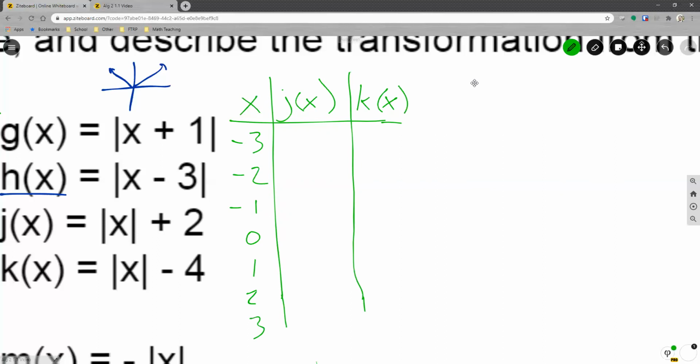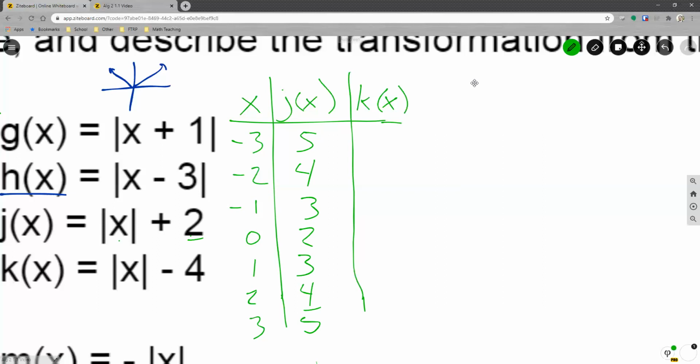So if I have a -3 in my absolute value for j of x, absolute value of -3 is going to be +3. I'm going to add 2 to that. That's going to end up giving me a 5. If I take 2, absolute value of -2 is +2. I add 2 to that, it gives me a 4. Absolute value of -1 is +1, add 2, I get 3, and then 2. And then it starts going back the other direction. Absolute value of 1 is +1, add 2, I get 3, 4, and 5. So 5, 4, 3, 2, 3, 4, 5.